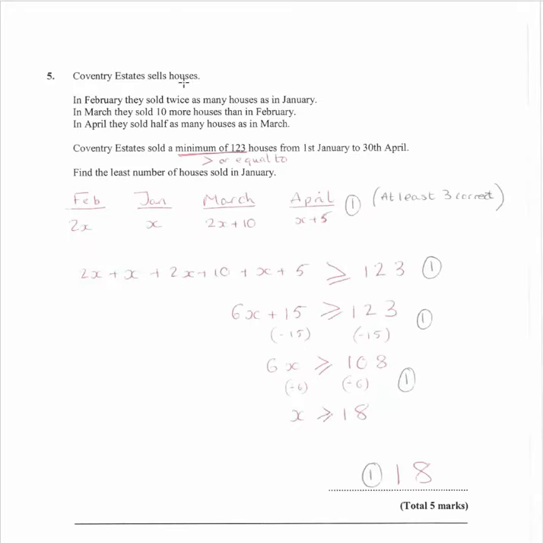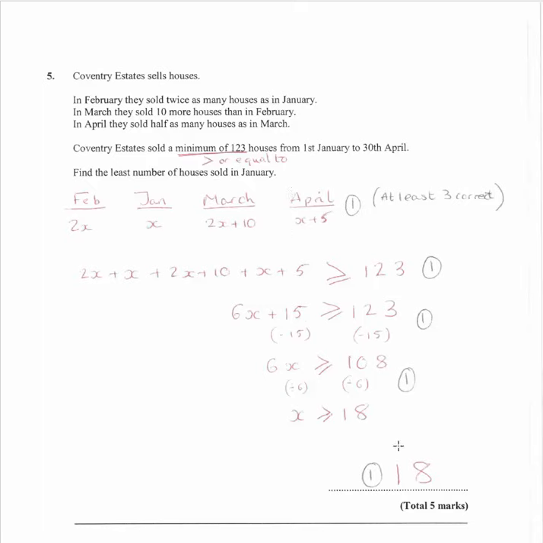Coventry Estates sells houses. In February, they sold twice as many houses as in January, and in March, they sold 10 more houses than in February, and in April, they sold half as many houses as in March. Coventry Estates sold a minimum of 123 houses from the 1st of January to the 30th of April. Find the least possible number of houses sold in January.